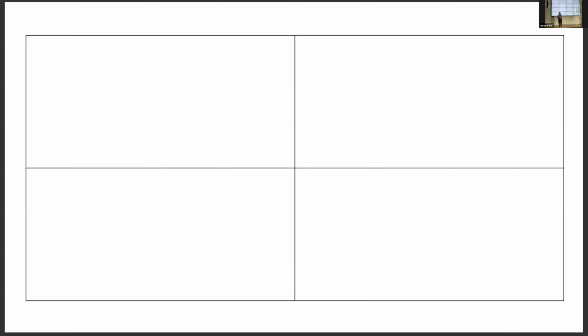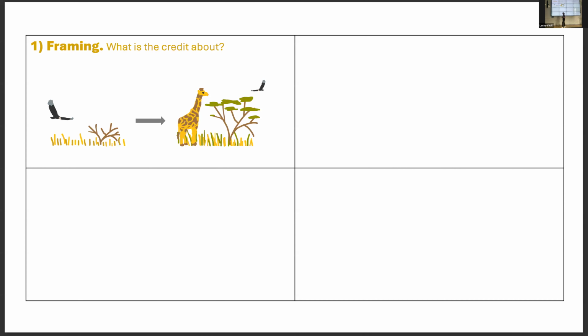Cool. So our framework has 4 stages. The first one is very easy. It's framing. It's just, what is this credit about? Is it about any kind of biodiversity? Is it about a particular kind of biodiversity? Is it area-based, that kind of thing? Throughout this PowerPoint, please appreciate these dumb drawings I made in PowerPoint for the purpose of illustration.